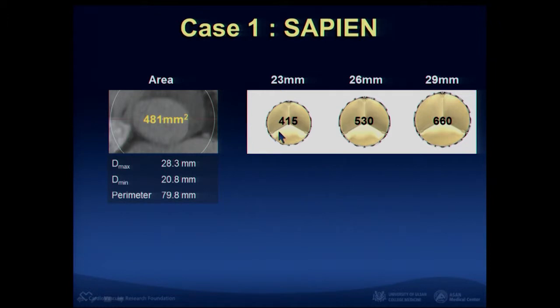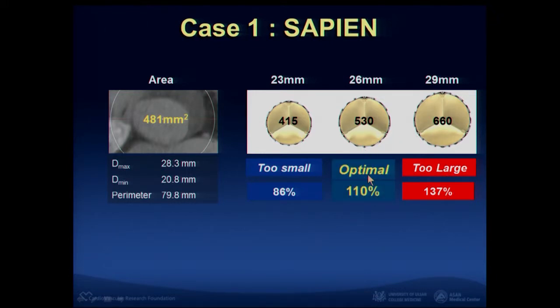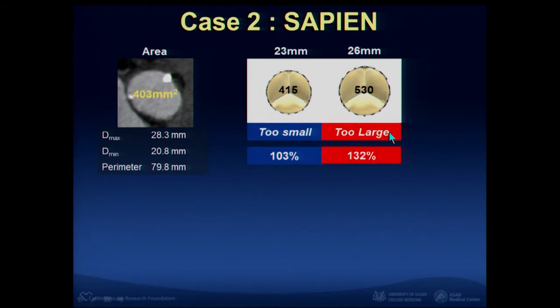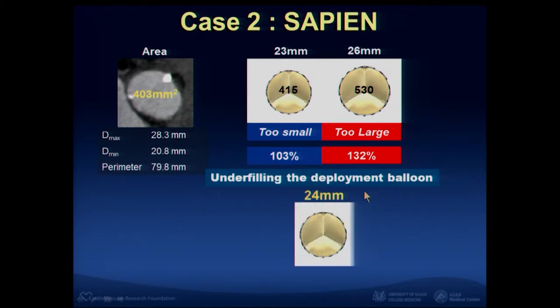Here is an example. This patient showed 481 square millimeters in CT, and the 20 millimeter device is too small, and 29 is too large. So the 26 device was selected. This patient showed 403 square millimeters. 23 millimeter is too small, but 26 is too large. But there is no device between them. So we selected the 26 millimeter with underfilling of the deployment balloon. In this case, the effective size was 24 millimeter.